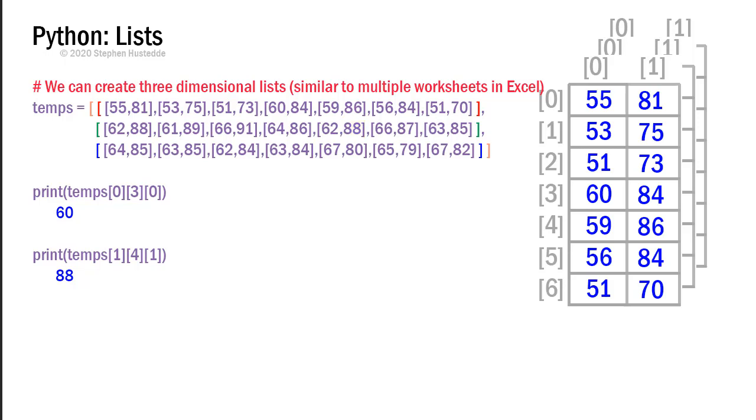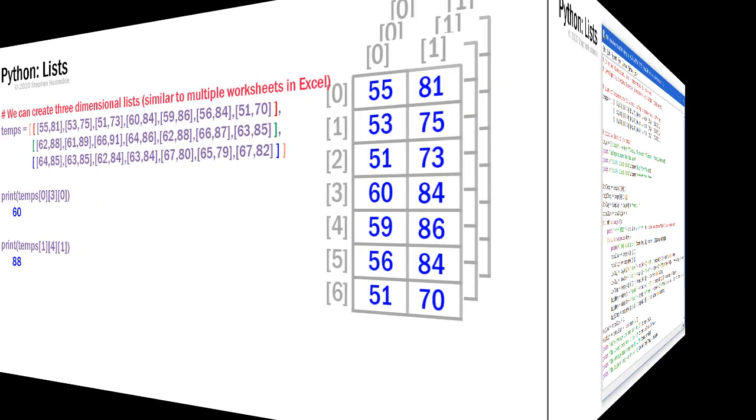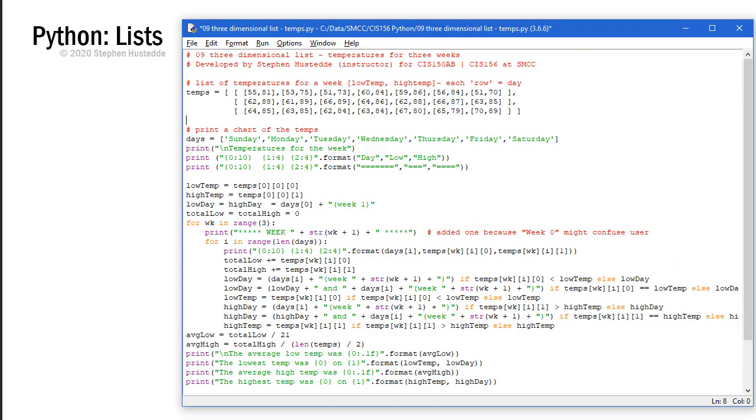I might need to use some nested loops, and I'm going to demonstrate that now in Python. Here is my Python program, where I'm examining three weeks' worth of weekly data of high and low temperatures, and I create a three-dimensional list named temps, and each row in my assignment represents, in essence, a worksheet, or the elements of the first dimension. And then in each worksheet, I have the low temp and the high temp as a two-dimensional list. I want to print a chart of the temps like we did before. So I have my days of Sunday through Saturday as a list. I'm going to print the headers here. We looked at that in the previous example.